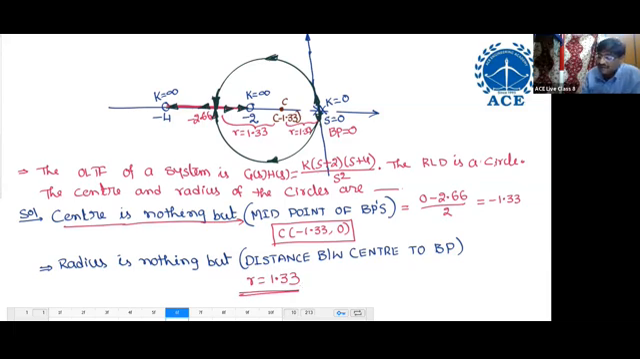Generally this question is asked when the shape of the RLD is a circle, otherwise they don't ask. If more than 2-3 breakpoints are there, how can you get a circle? When you get a circle, only 2 breakpoints are possible. Right, next.